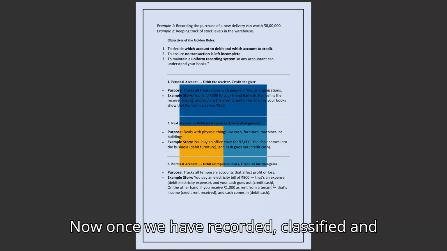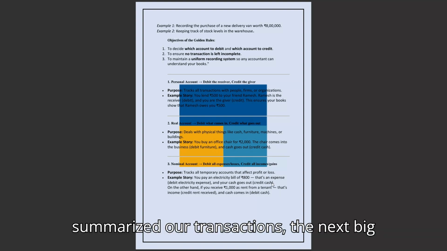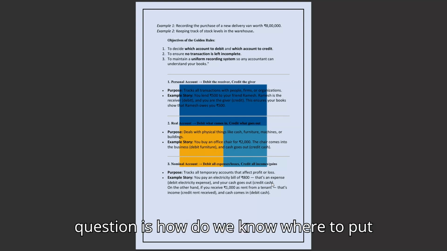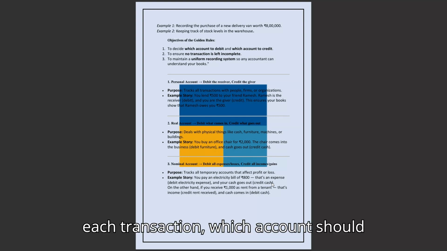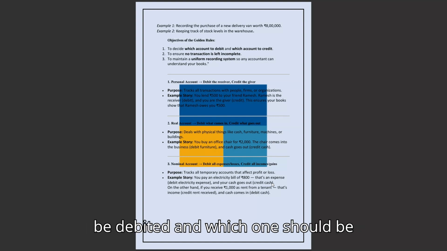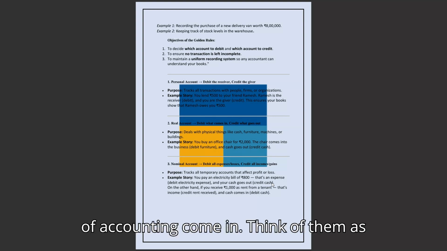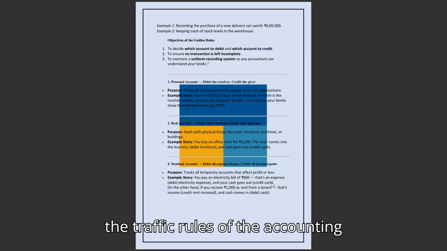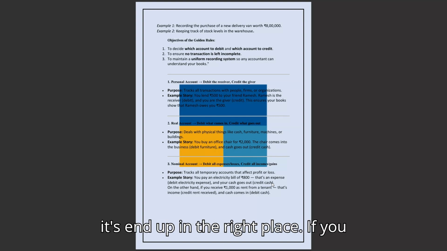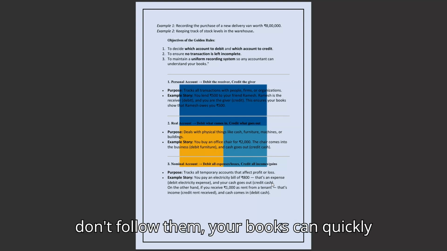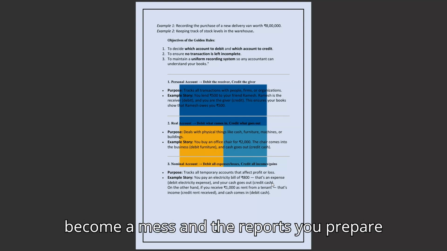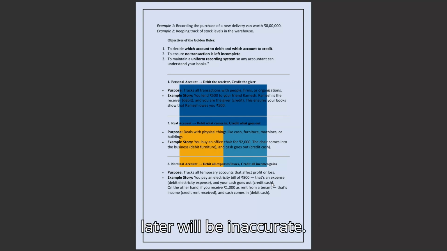Now, once we have recorded, classified, and summarized our transactions, the next big question is how do we know where to put each transaction? Which account should be debited and which one should be credited? That's where the golden rules of accounting come in. Think of them as the traffic rules of the accounting world. They guide every entry so it ends up in the right place. If you don't follow them, your books can quickly become a mess and the reports you prepare later will be inaccurate.